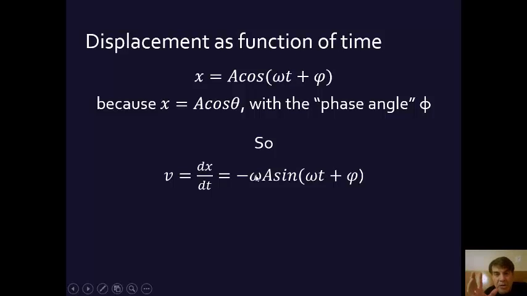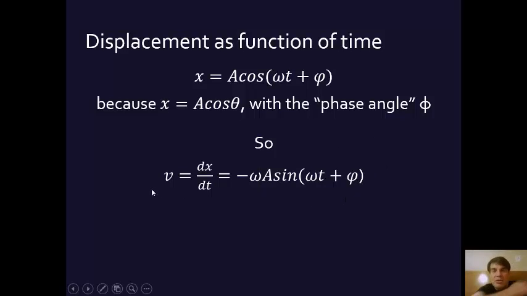And I'm sorry, I said it wrong. The derivative of the cosine of something is the negative sine of something times the derivative of the something. So the derivative of the cosine becomes negative sine. A is a constant, so it just stays in front. And then the derivative of this is omega. And then I'm left with the same thing inside.